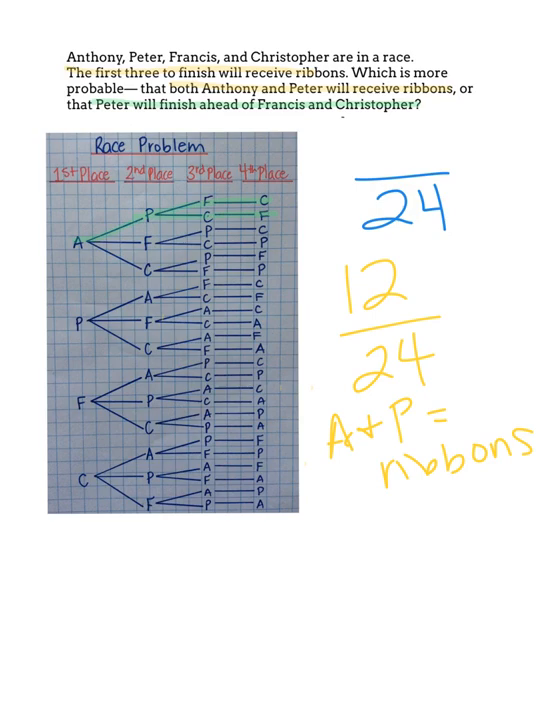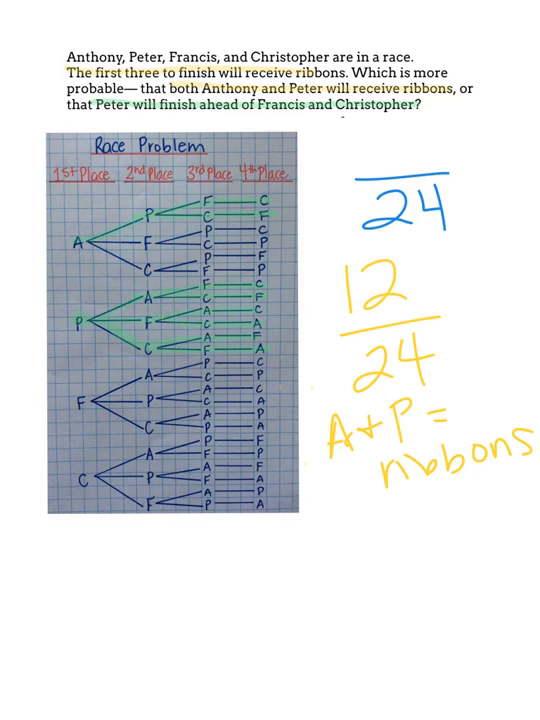But if we go down, we look at the next section. Well, that's going to work in every possible scenario because Peter is in first place. So every single one of these is going to get highlighted because Peter's in first. So he definitely finishes before Francis and Christopher.